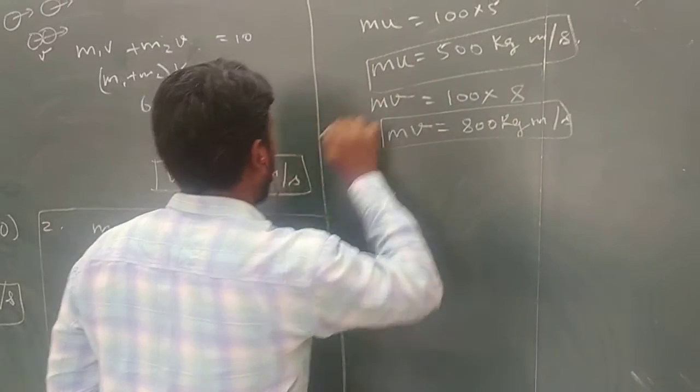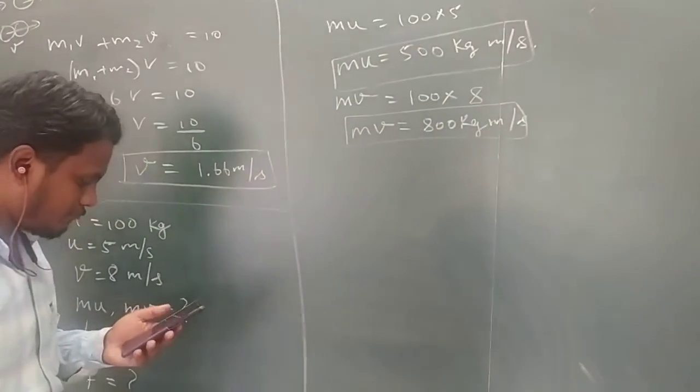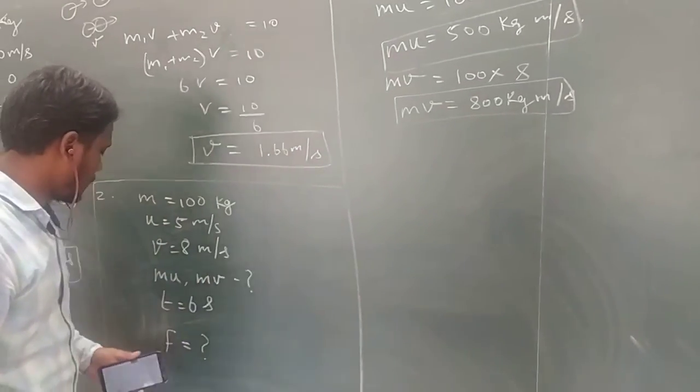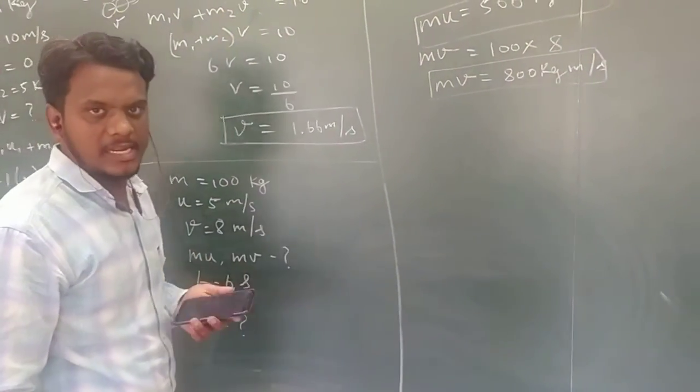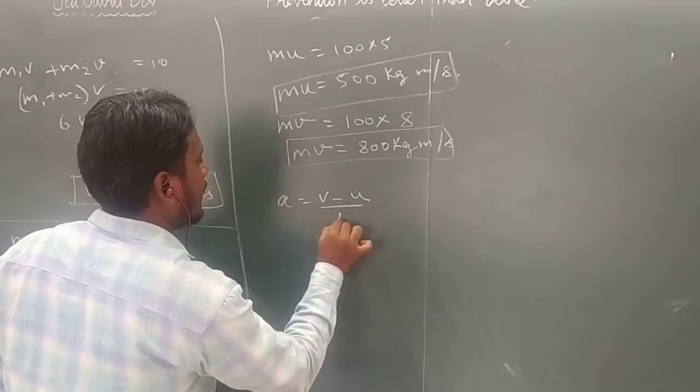Fine. So never forget to write the units, that's very important. After that, what is asked here? Force. To find force, we need acceleration. So what is the acceleration formula? A equal to v minus u by t.